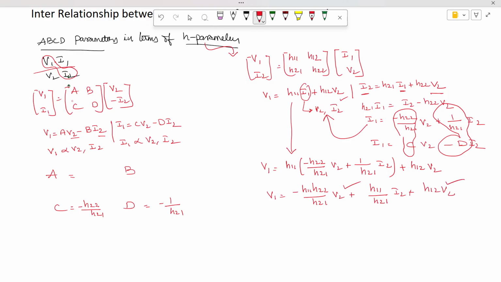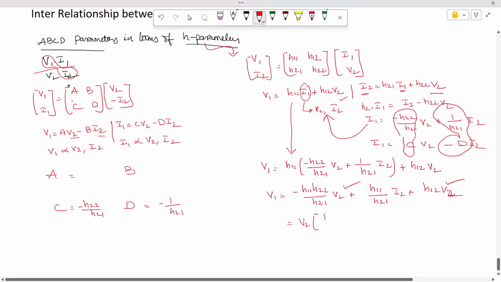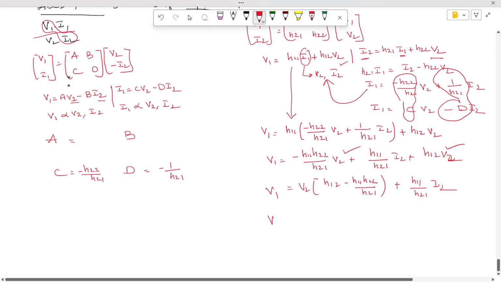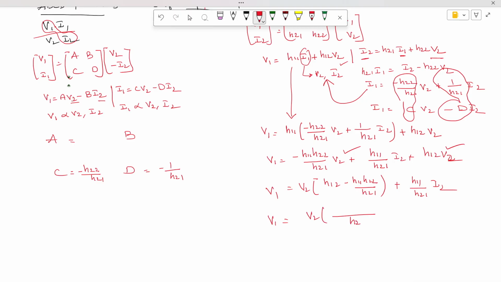Take V2 as a common term. When you take V2 as a common term, therefore H12 minus H11 H22 divided by H21 into V2 plus H11 divided by H21 into I2. This is the value of V1. Therefore, what is the standard expression of V1? V1 is equal to, we can write V2, let's take the LCM, it will be more clear: H12 H21 minus H11 H22 divided by H21, plus H11 divided by H21 into I2.